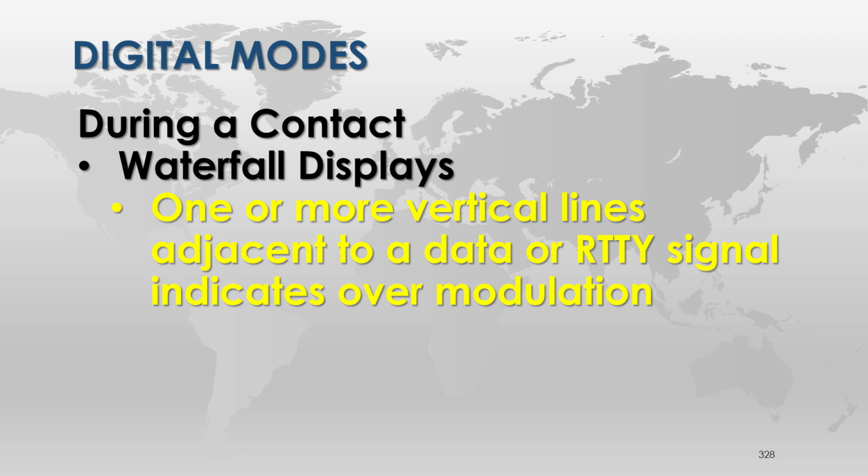One or more vertical lines adjacent to a data or RTTY signal indicates overmodulation. So you'll have a signal with a little fuzzy thing, and then there'll be lines on either side of it. That's overmodulation, and they can extend out multiple steps as well. Is that on transmit or receive? You're receiving that, because you don't see it yourself. You're receiving his overmodulation.